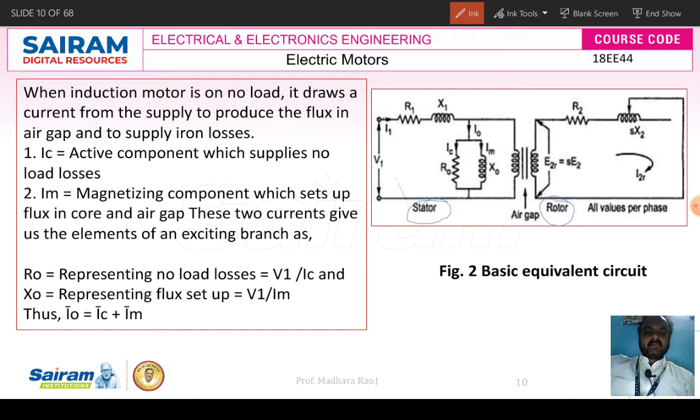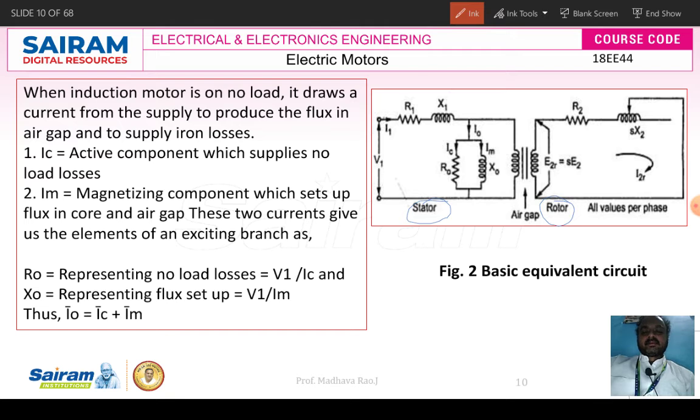Here IC is the active or working component of current, which supplies the no load losses. IM is the magnetizing component of current, which sets up the flux in the core and air gap. Due to the magnetizing current, magnetic flux will develop in the core of the induction motor and inside the air gap. So the no load current is the phasor addition of IC and IM.